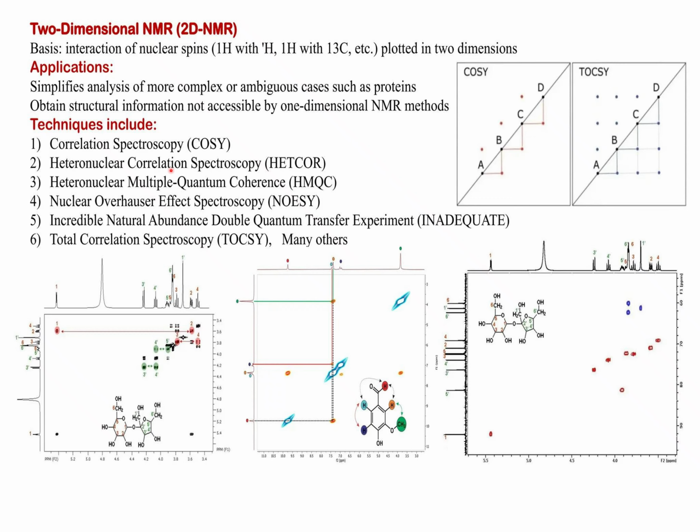There are different types of 2D NMR, like correlation spectroscopy or COSY, heteronuclear correlation spectroscopy like HETCOR, heteronuclear multiple quantum coherence like HMQC, nuclear Overhauser effect spectroscopy like NOESY, incredible natural abundance double quantum transfer experiment like INADEQUATE, then total correlation spectroscopy like TOCSY. So this shows the 2D NMR. From here you have a peak, then another peak in that direction. So in 2D, here is a peak, and another peak is here.